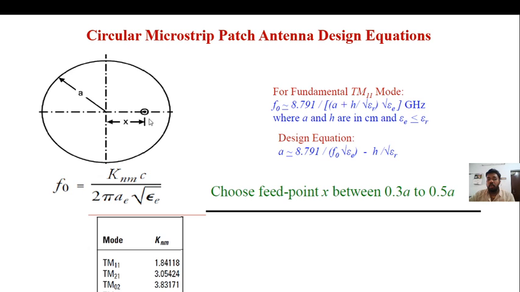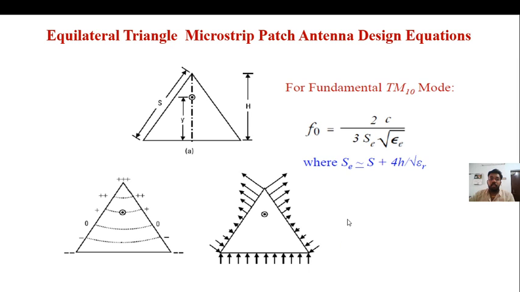So when you are going to choose a coaxial cable, you have to choose the feed point from 0.8 to 0.5a, which gives very good working. And then the equilateral triangle: here also you have to find out the side length, which can be found with the help of this formula. The fundamental mode is TM10 mode.